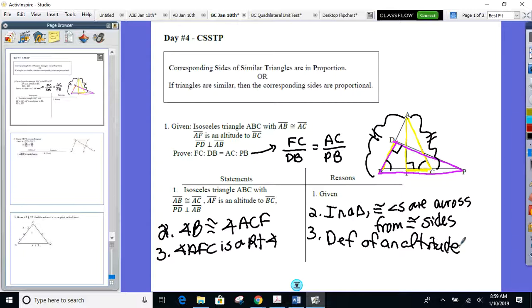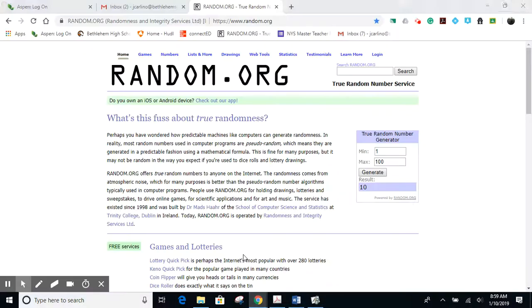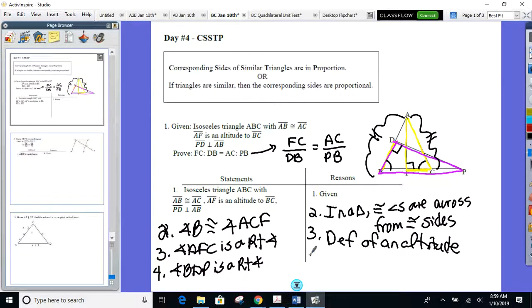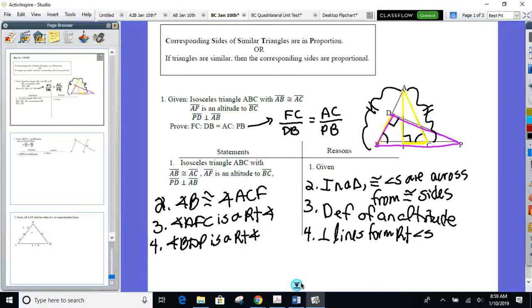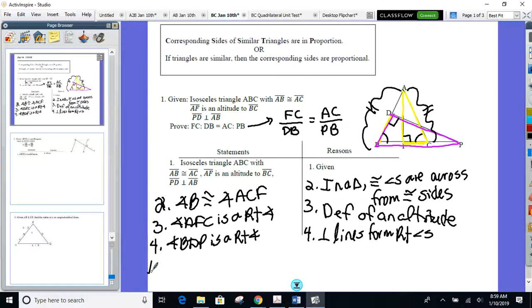And then we also have, Connor told us that angle BDP was a right angle. And that's for a different reason. There you go. And then, yes, got to tell me what now? Both of those right angles are congruent to each other.